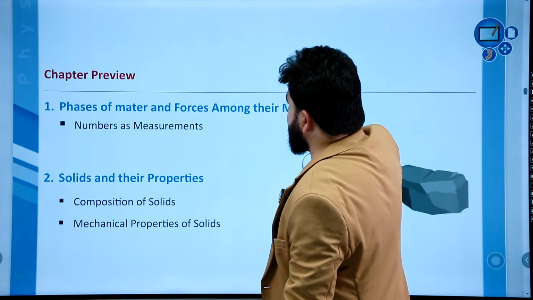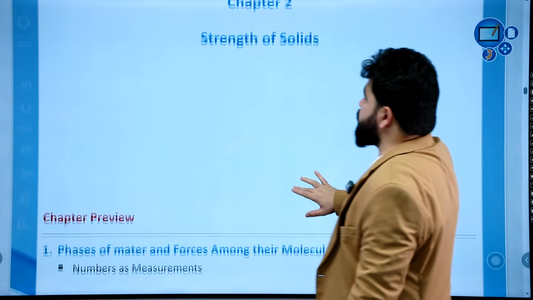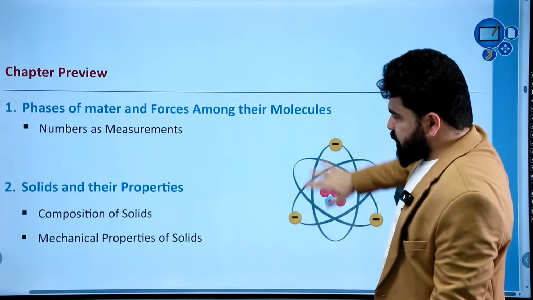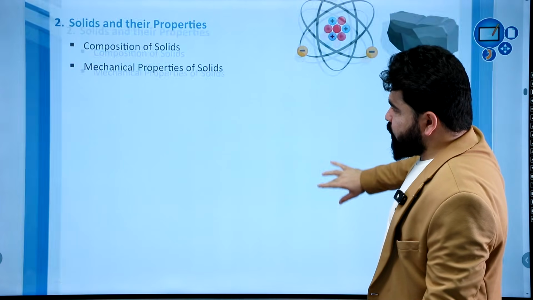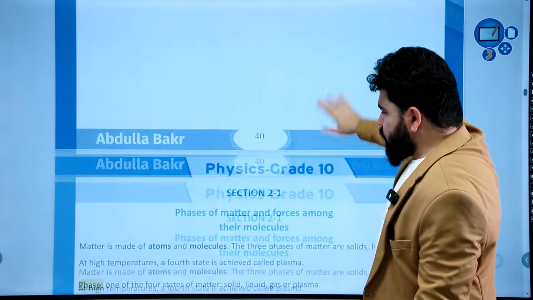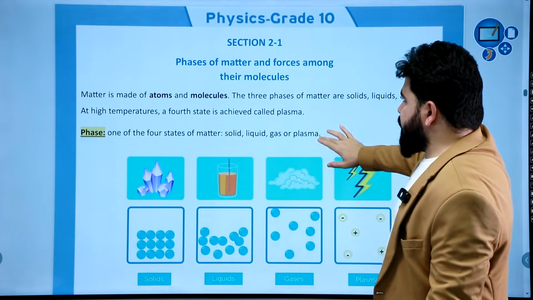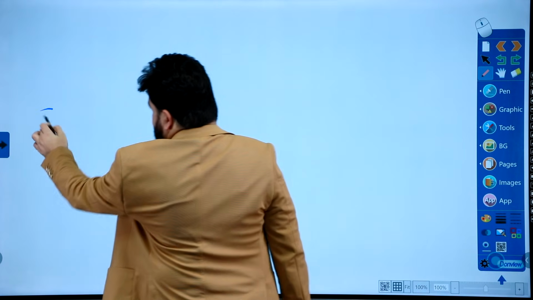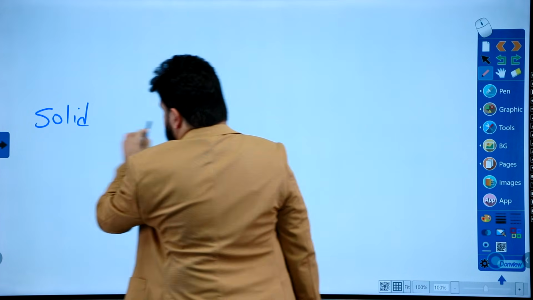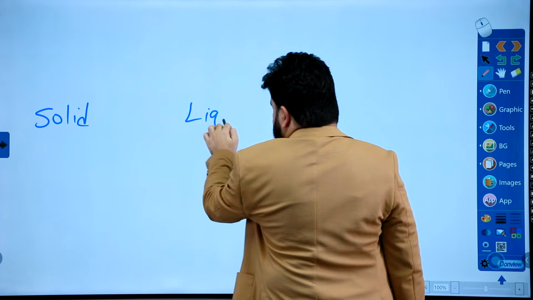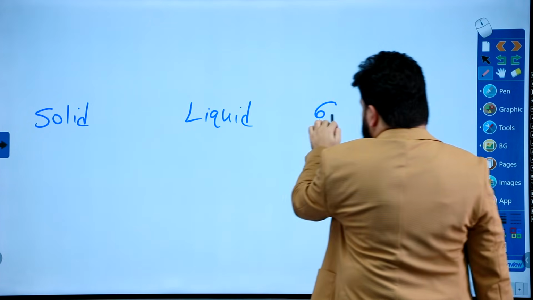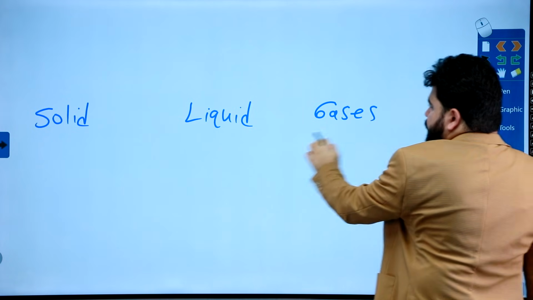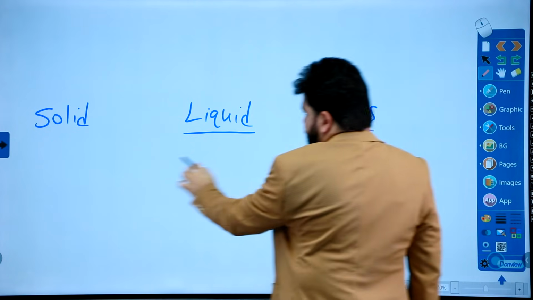Okay, so chapter 2 is about what? Strength of solids. The first section we have what? We have phases of matter and forces among the molecules. Phases of matter, you have studied before, you have what? You have solids, liquids, and you have gases too. Okay? Liquid, solid, and gases.